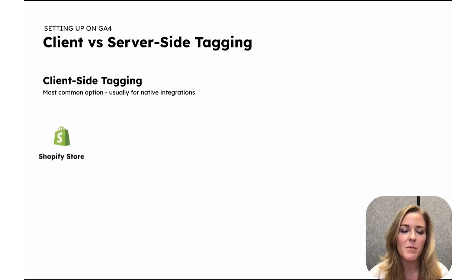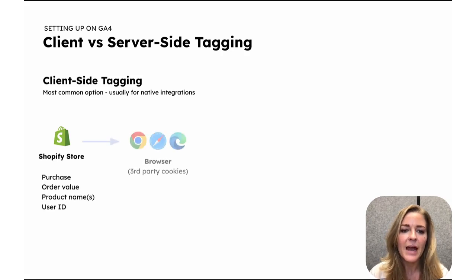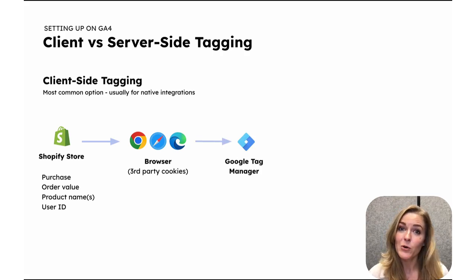So what happens is we might have our e-commerce store where we have our purchase, it houses our order value, product names, and user ID. And that information is actually sent through the browser through third-party cookies. That information is sent from the checkout page, so the subtotal of the order and the particular products purchased within that order. That is all sent through the browser itself. That is then sent through, in the case of GA4, through to Google Tag Manager.